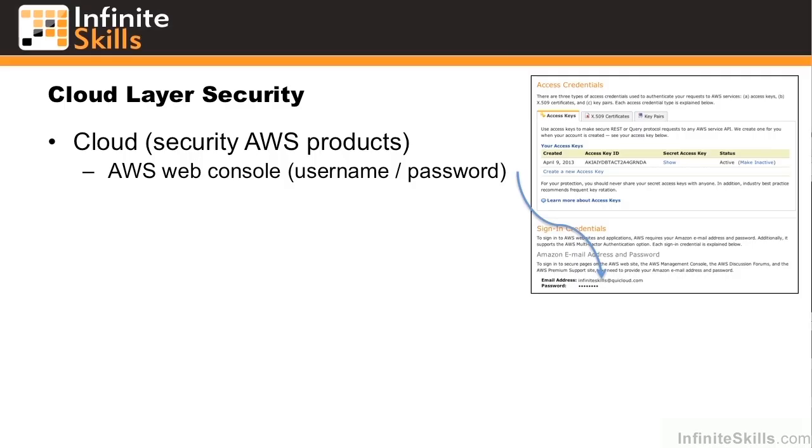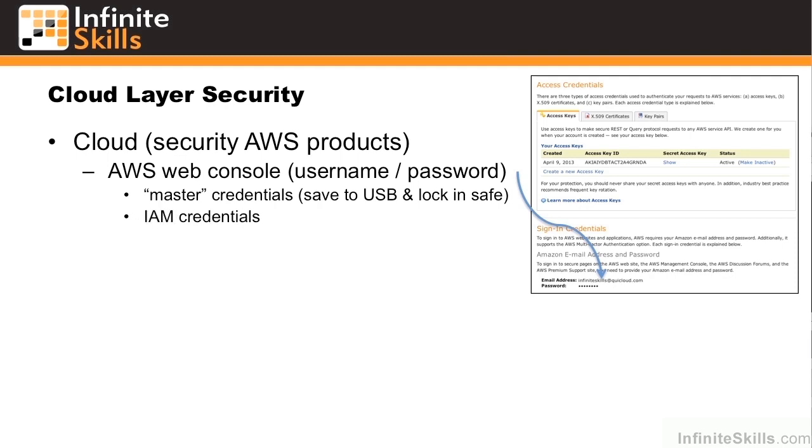You have the access to the AWS web console, where you can control a limited number of the products. Access to this web console is controlled with the username and password, which you see here. Remember, we can have master accounts or IAM credentials. The master accounts are literally the keys to the kingdom. This is the account that you created when you first signed up with AWS. It has access to everything. You want to be sure that you record these keys on a USB and lock them in a safe somewhere so that they run no danger of being lost.